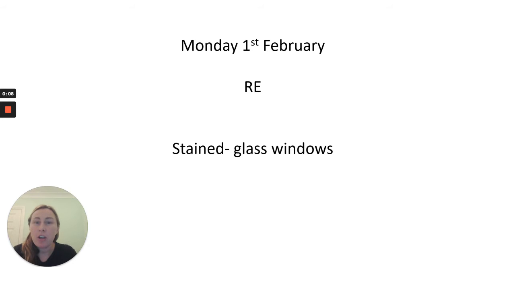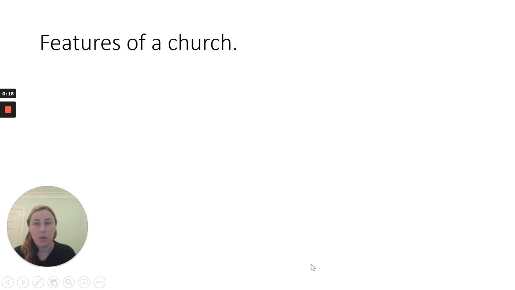We are going to carry on looking at the key features of the church, following on from Mrs Terry's lesson last week, and we're going to look at the stained glass windows. So let's have a quick recap of some of the features of the church.